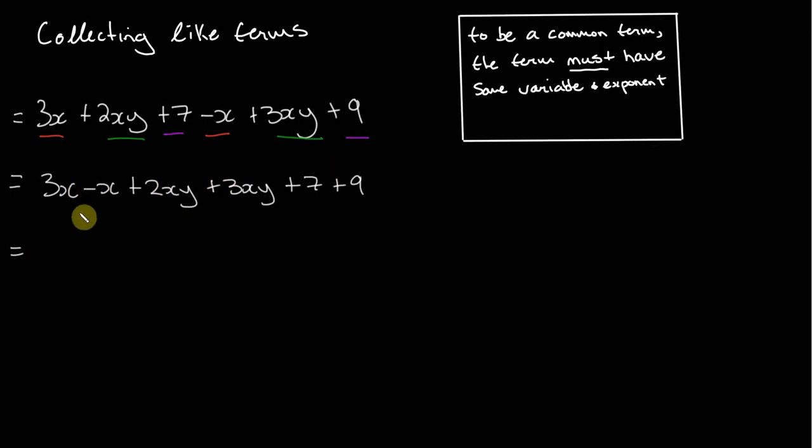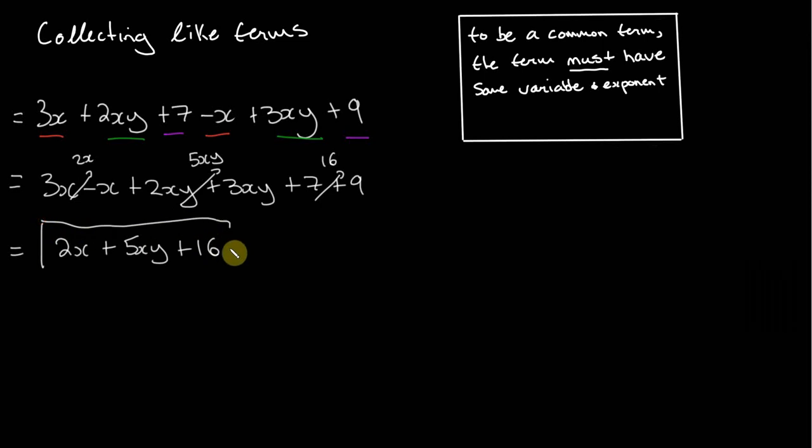So 3x minus x, well, that's just going to be 2x. Because if you have a pile of 3 x's, and you take away an x, you're just left with 2x. Here we have 2xy plus 3xy, that's just going to be 5xy. And then here we have 7 plus 9, and that's just going to be 16. And then we can simplify this. We can just write it as 2x plus 5xy plus 16. And that's it.